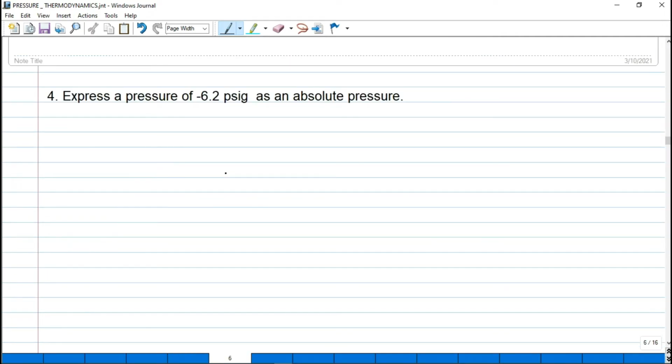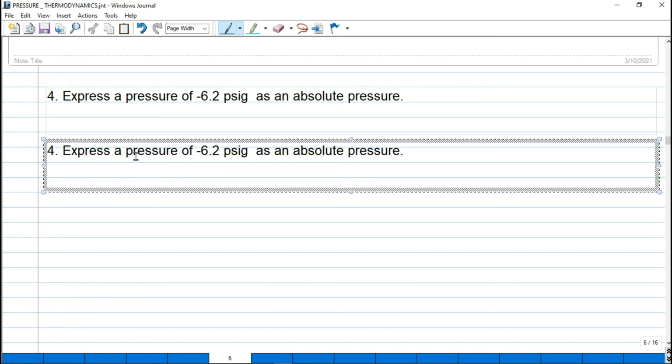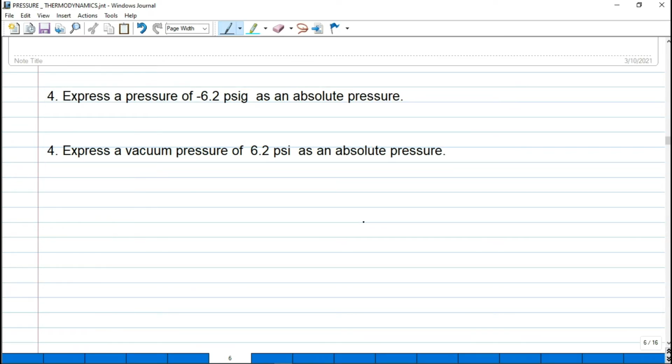So you have this fourth problem guys, express a pressure of negative 6.2 psi gauge as an absolute pressure. Okay, so mapapansin nyo guys dito sa problem natin, negative yung sign niya kasi ang ginamit niyang term is gauge. Okay, so pag ang ginamit nating term guys is vacuum pressure, positive yung makikita natin sa problem. Okay, so it can also be expressed like this. Express a vacuum pressure of 6.2 psi as an absolute pressure.